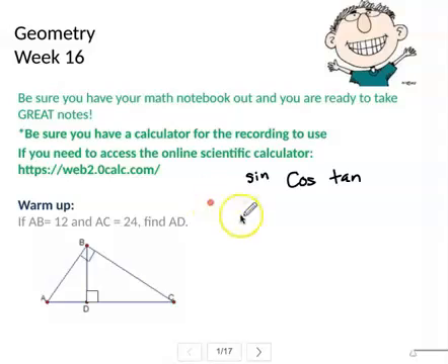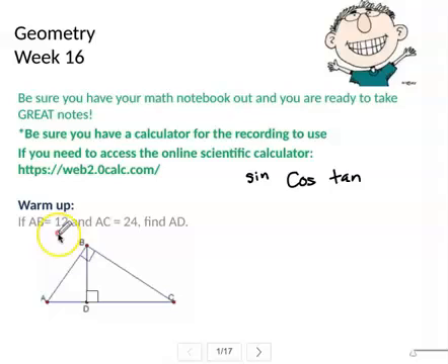But before we get to looking at trigonometry, let's do a review here. So look at this warm-up question. I've got a right triangle, and then I've drawn in an altitude and created 2 more right triangles, which are all similar to one another. So there's essentially 3 triangles in here. There's ABD, there's CBD, and then there's ABC.